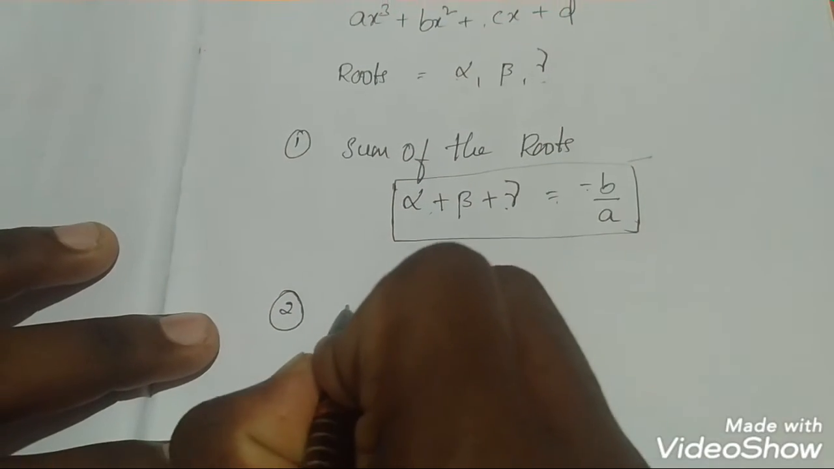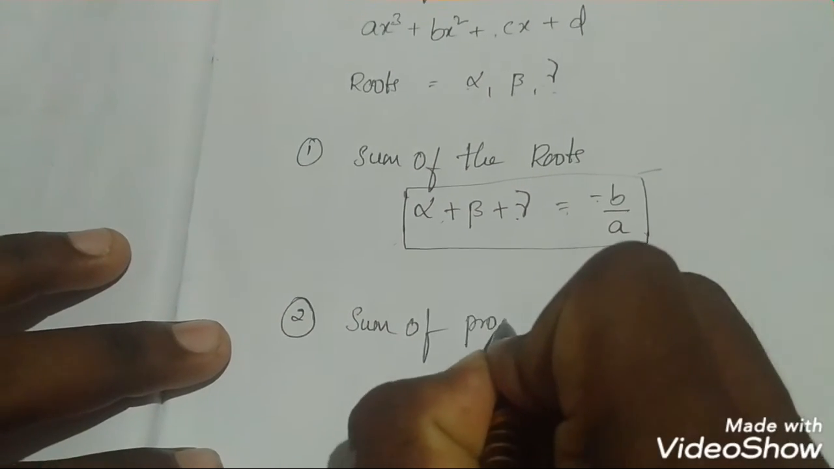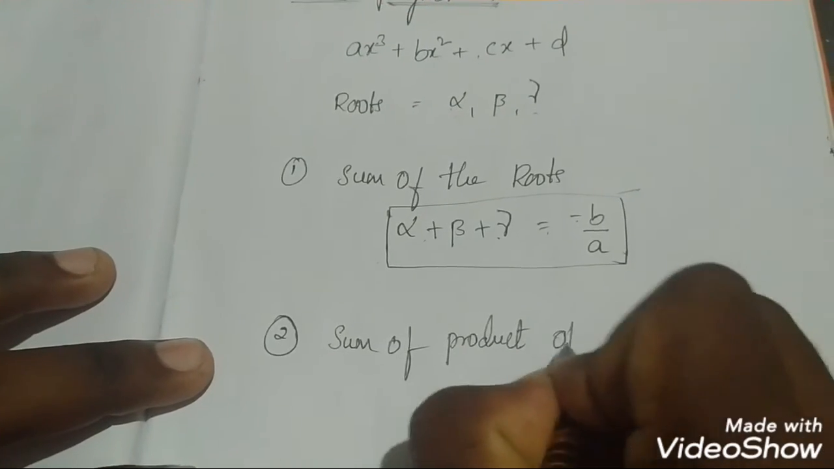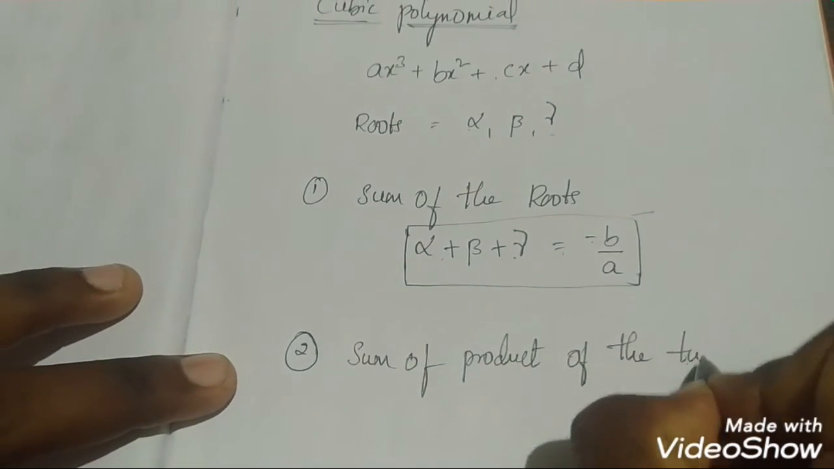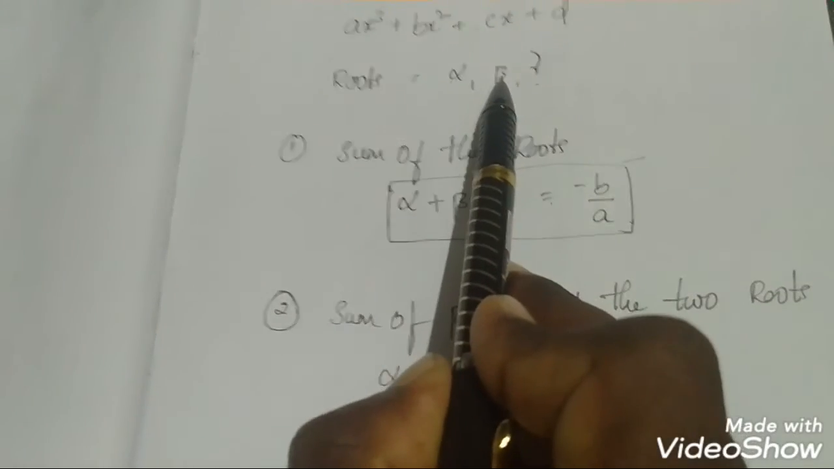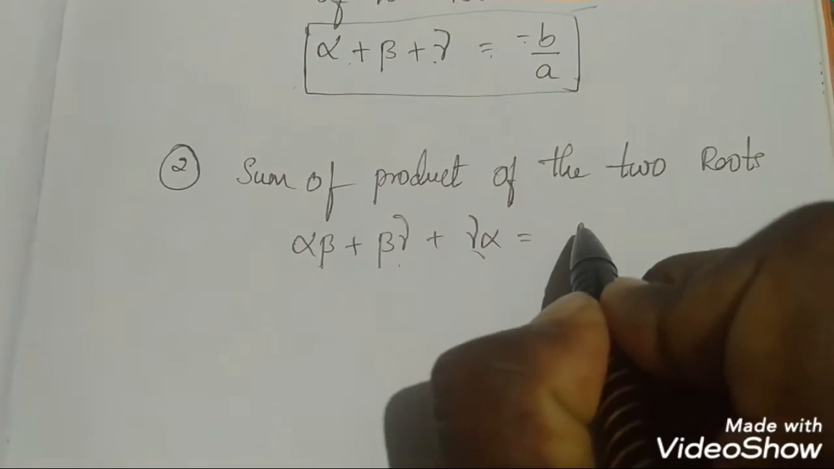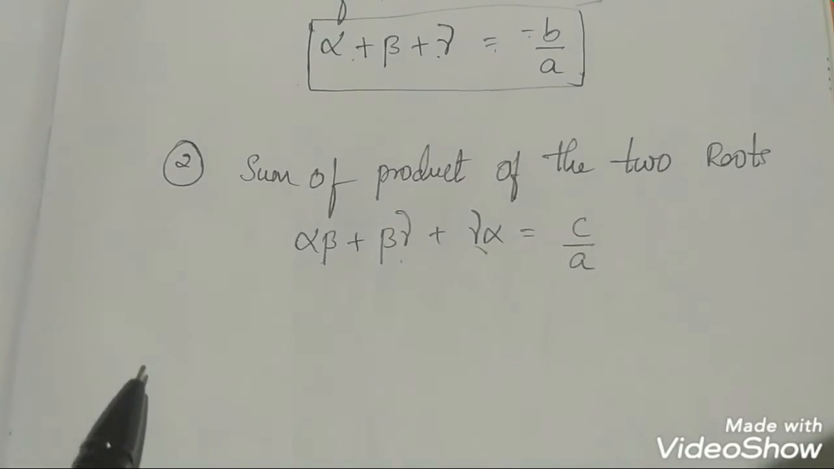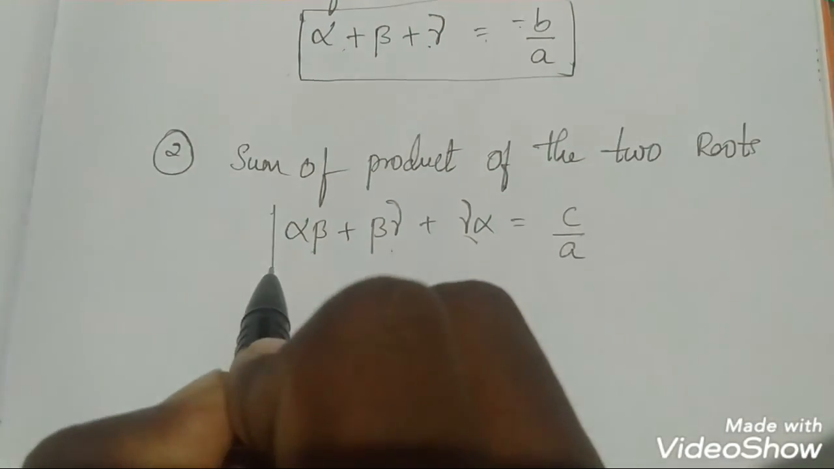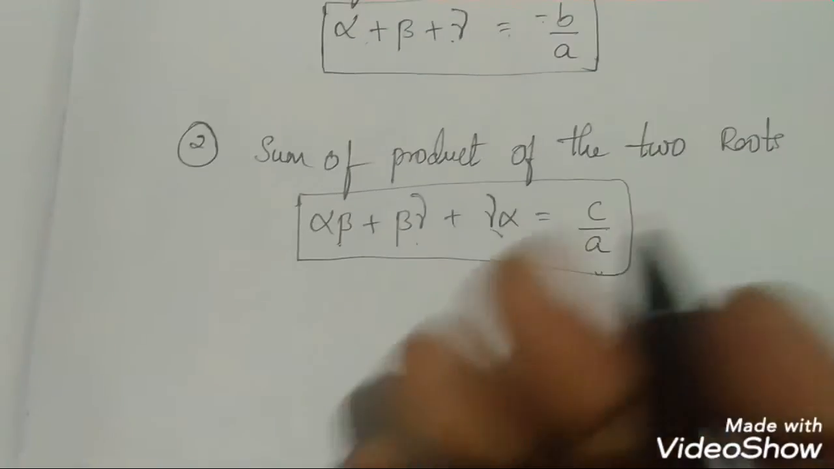Next, the second relation. The second relation is the sum of the product of 2 roots at a time. Here alpha with beta, beta with gamma, and gamma with alpha, is equal to c by a. This is the second relationship in a cubic polynomial. Sum of the product of 2 roots.